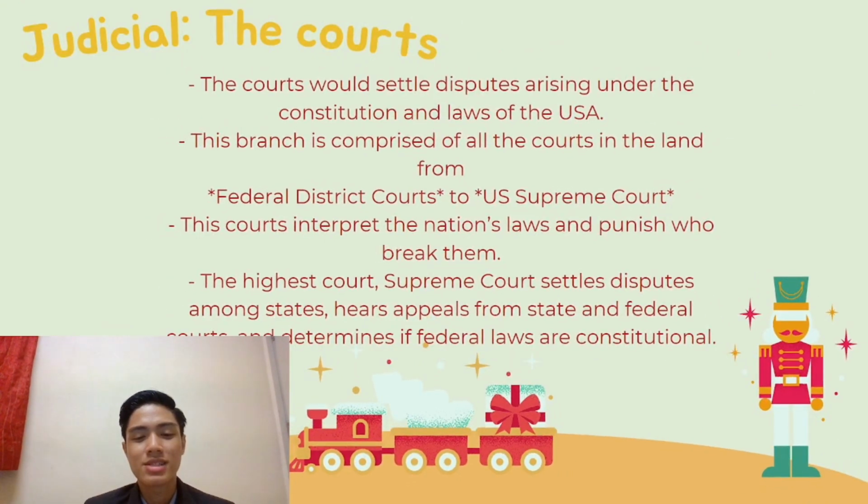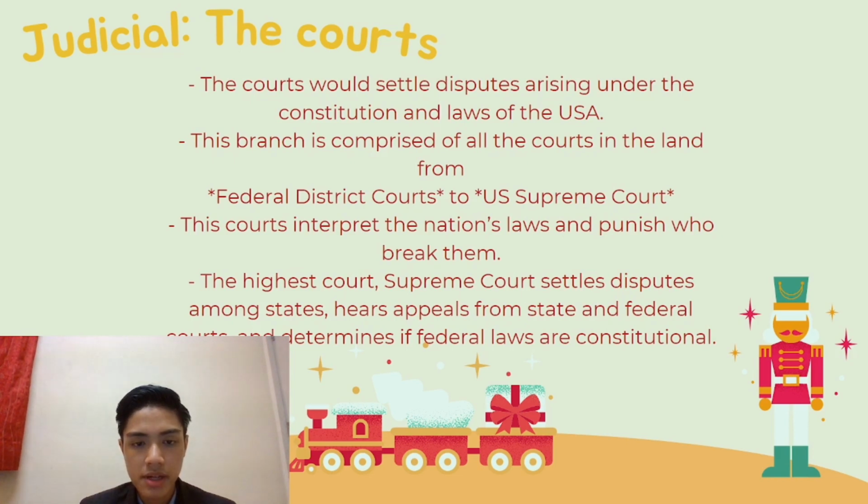Last but not least, the judicial, well known as the court. The court will settle disputes arising under the Constitution and laws of the USA. Here's what the judicial can do. The judicial branch can check the legislature by declaring laws unconstitutional. This branch is comprised of all the courts in the land, from federal district courts to the Supreme Court.